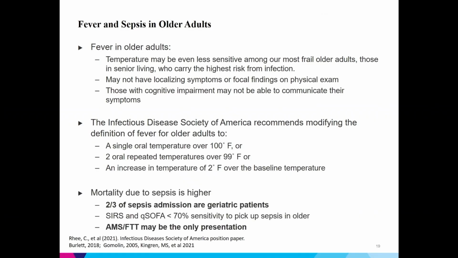You also have to have a lower threshold or index of suspicion when considering the diagnosis of sepsis in our patient population. Two-thirds of sepsis admissions are seen in geriatric patients. And risk assessment tools such as the SIRS criteria or the qSOFA score are less sensitive to pick up sepsis in our older adults. So you have to be mindful of things like altered mental status or failure to thrive as the only presentation.